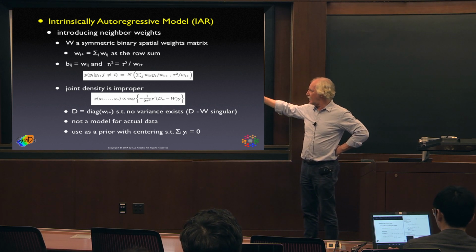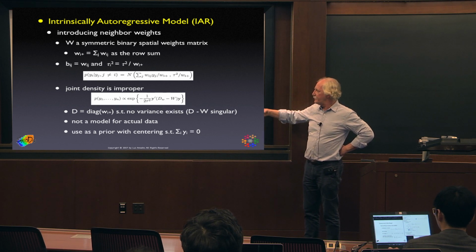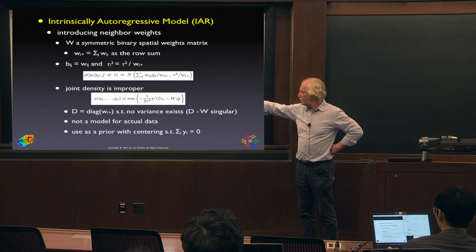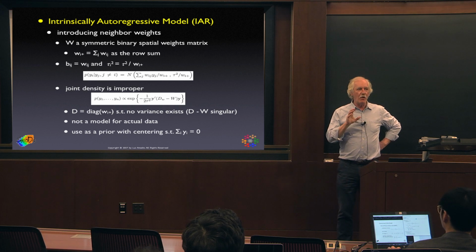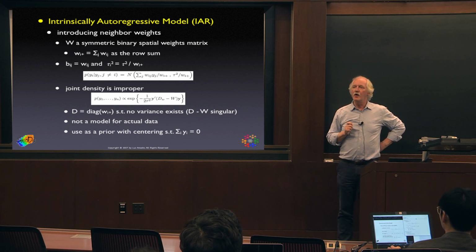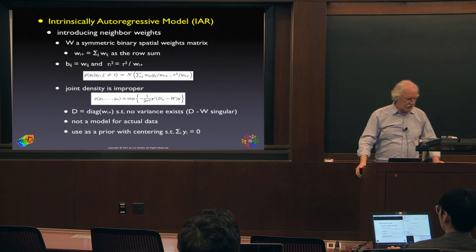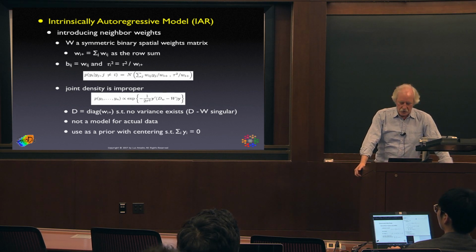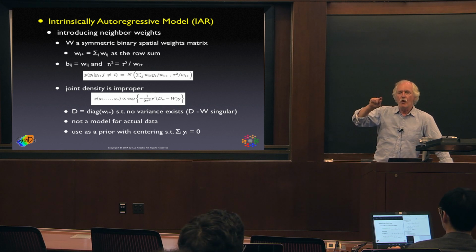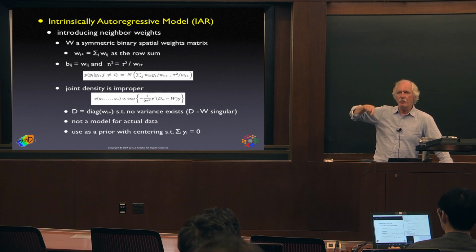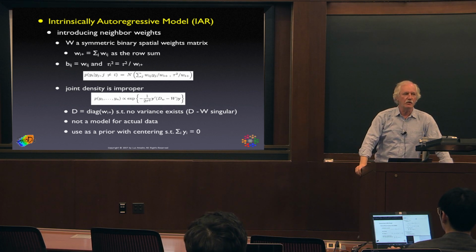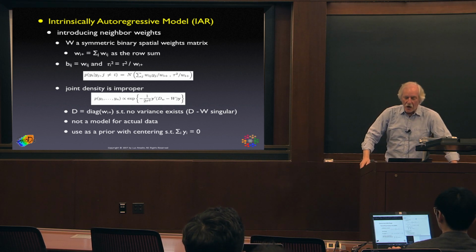And the thing is that this is not right. Why is it not right? Because we have this D minus W as the variance covariance term, and there's a problem with it. Because of the way that we define the weights, this matrix is not invertible. It's singular. And why is it singular? Because the row weights sum to 1. When they're standardized, they all sum to 1. So W as a matrix cannot be inverted. It's a singular matrix. So why would anybody do this?